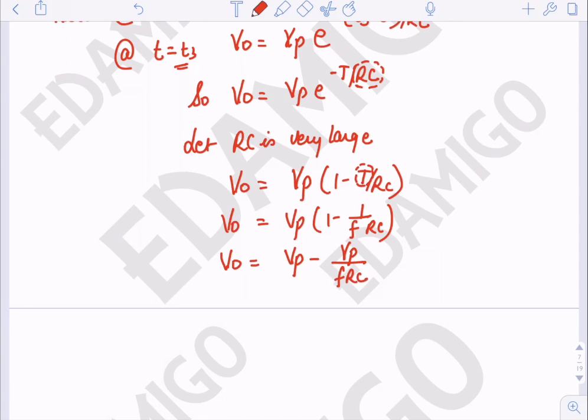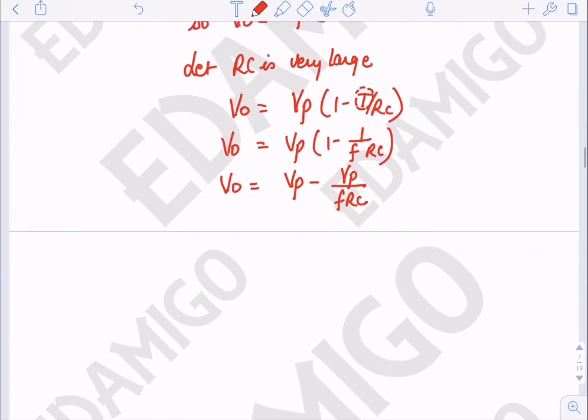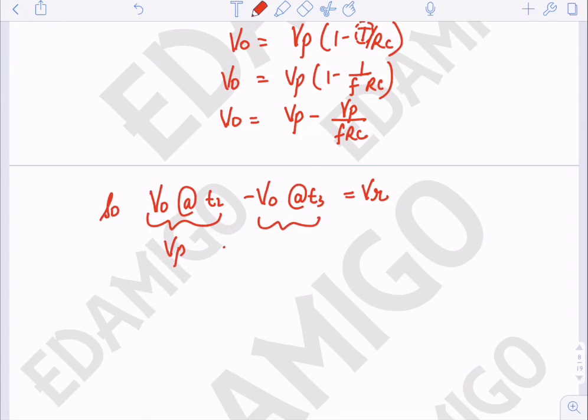Now as we have seen, I'm just taking the difference between the output voltage at this point and this point as VR. So the voltage output at t2 minus the voltage output at t3 is equal to VR. From here we can see that voltage output at t2 is Vp, voltage output at t3 is Vp minus Vp upon f RC. So this is equal to VR. So we can say that VR is equal to Vp upon f RC.